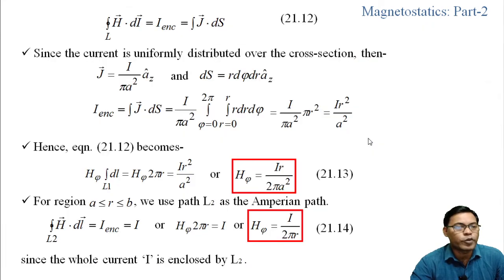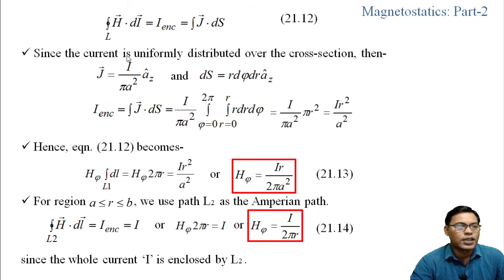For that we are going to apply Ampere's circuit law. Here the line integral of H dot dl equals I enclosed. I enclosed means the current enclosed by the Amperian path, that is equal to J dot dS, we know. Now this J we need to find out, and this dS we need to find out.